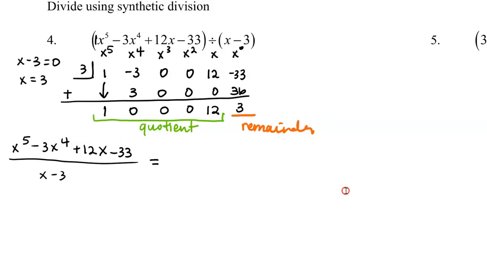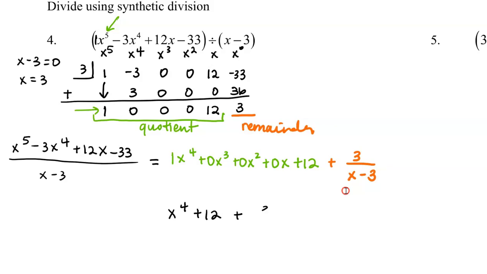So now I'm ready to write the quotient, starting with 1x to the 4th. The 1 is coming from this one, and the x to the 4th is because I need to take away 1 from the 5 that we started with. There is no x to the 3rd term, there is no x squared term, and there was no x term. The constant term there is 12, and then we have a remainder of 3, which stays over our divisor of x minus 3. We don't have to write this with all the zeros. We could simplify this to x to the 4th plus 12 plus 3 divided by x minus 3.